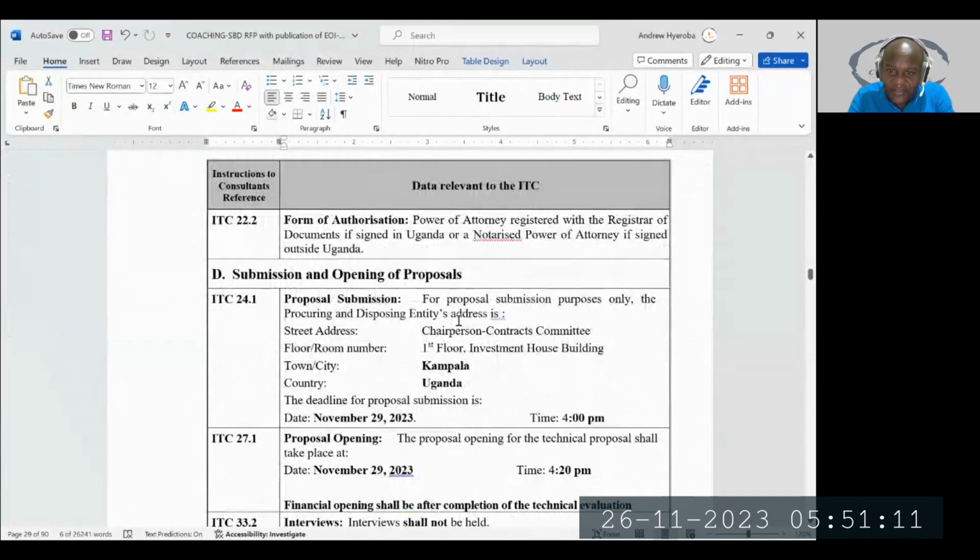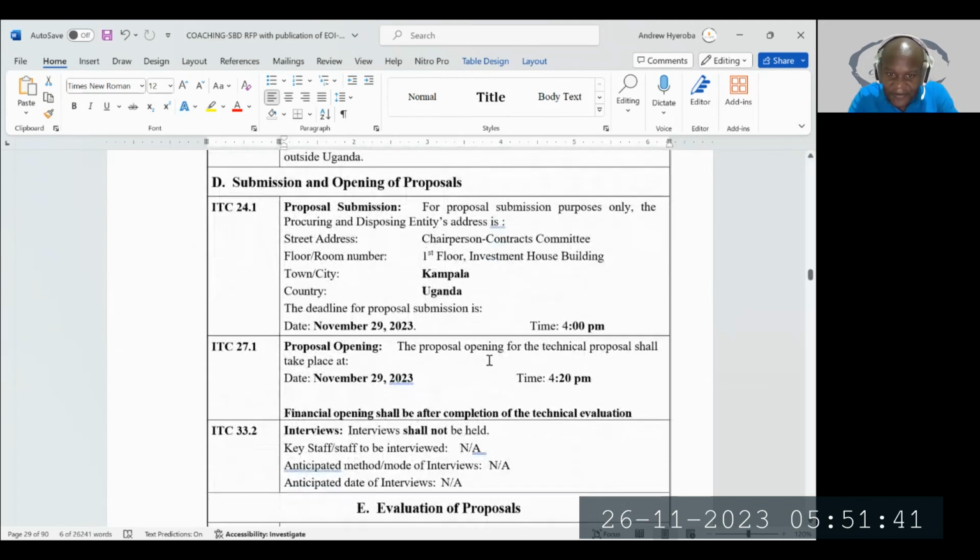Form of authorization, power of attorney is required, registered with the registrar of documents if signed in Uganda, or a notarized power of attorney. So you must have a letter showing that you, the signatory to the proposal, have the power of attorney, the power to represent the company. If you haven't got that document, go and look for it. It's part of this proposal, the requirement for public procurement bidding.